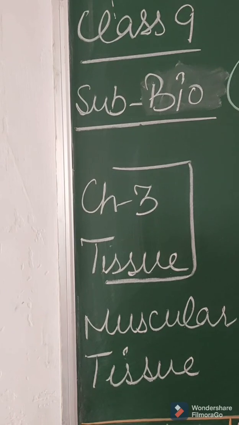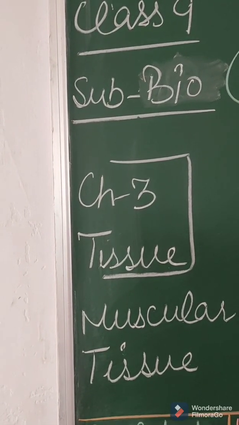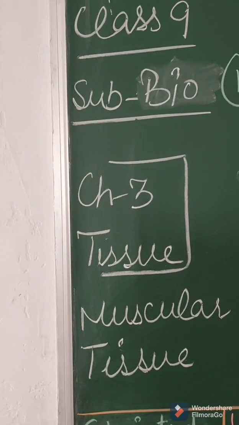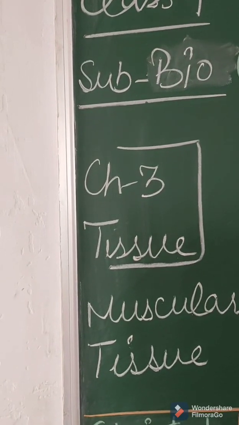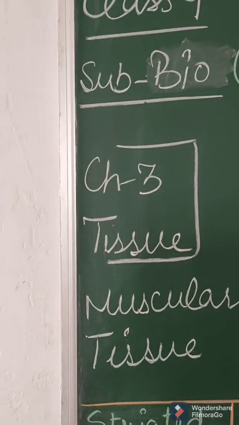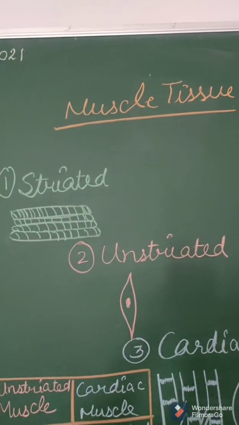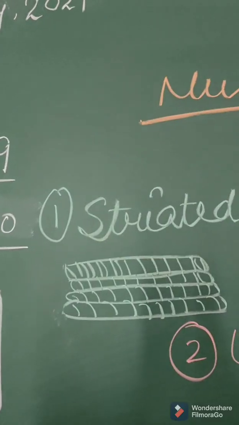Hello students. So today in class 9th, we are going to start with chapter 3 tissue, muscular tissue. So this is the second type of animal tissue. Today we are going to discuss muscular tissue in detail. So here you can see on the screen 3 types of muscular tissues are mentioned.